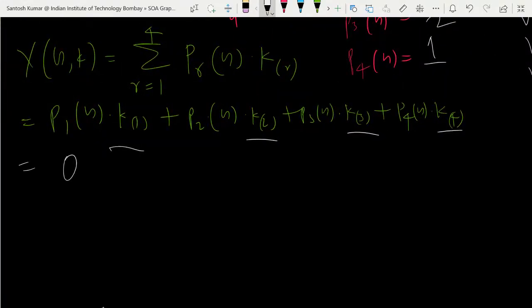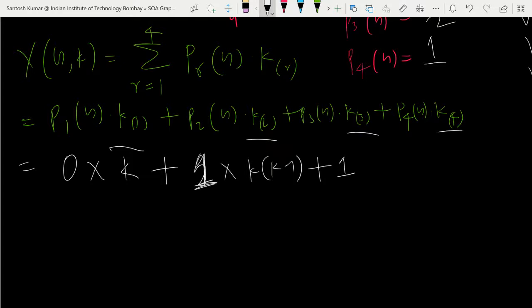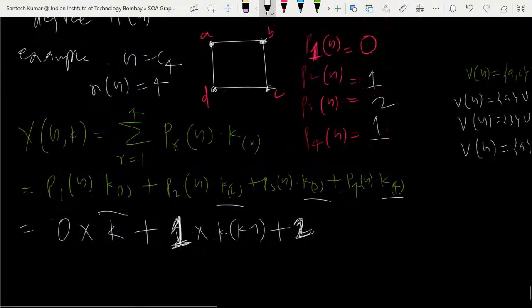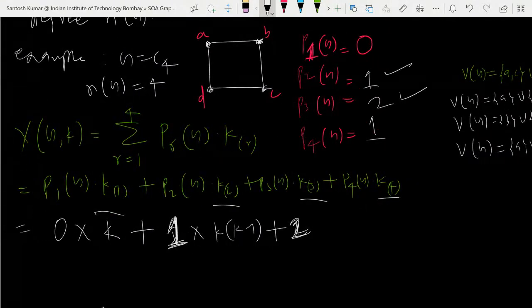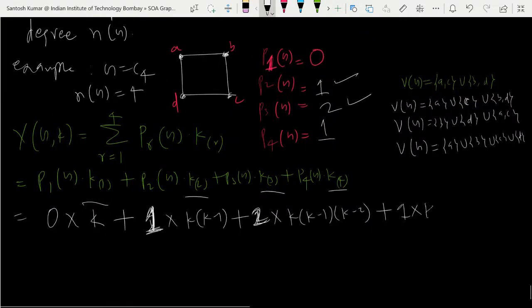P1 was 0, K1 if you find it will be k. P2 was 2, K2 is k into k minus 1, two terms. P3 was 1, oh sorry, I think this was 1 and this is 2, so just check. I've written here: P2 is 1, P3 is 2, so 2 into K3, meaning k, k minus 1, k minus 2. And P4 is 1, and we write into K4, which is k, k minus 1, k minus 2, k minus 3.